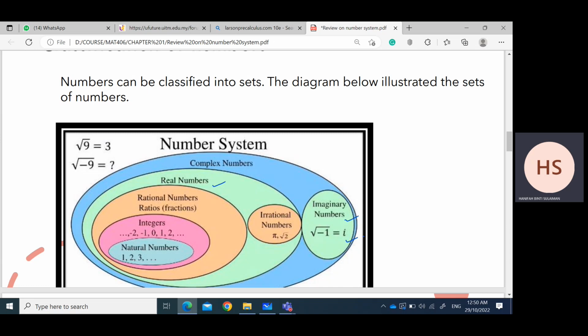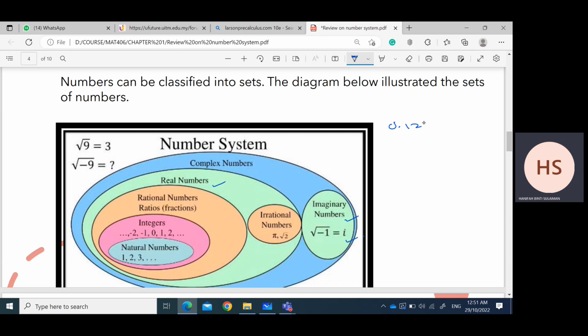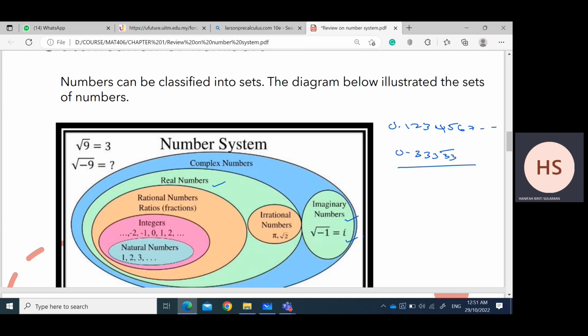Contoh lain lagi adalah nombor perpuluhan yang dia tak ada repetition. Nombor perpuluhan yang tak ada repetition, for example, contoh dia 0.1234567 for example lah, dan seterusnya. So yang ini kita tak boleh nak bentuk, dia bukan repeat. Maksud repeat tu nombor dia berulang. Contohnya 0.33333. Okay, so yang ni biasanya kita boleh bentukkan dalam bentuk pecahan. So 0.33333 is a repetitive decimal number. Itu cara untuk kita kenal lah sama ada nombor tu boleh dibentukkan dalam bentuk pecahan ataupun tidak.